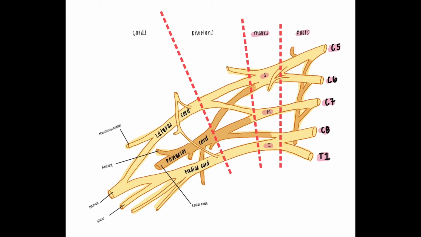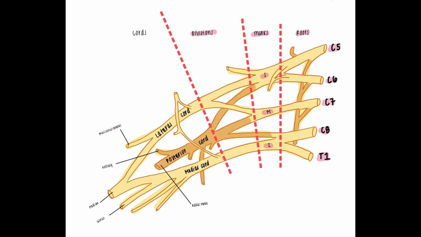Then, as the plexus passes through the cervicoaxillary canal, the trunks further divide into anterior and posterior divisions. The anterior divisions are shown in this figure in the light gold color, and the posterior are represented by the brown or darker gold color.